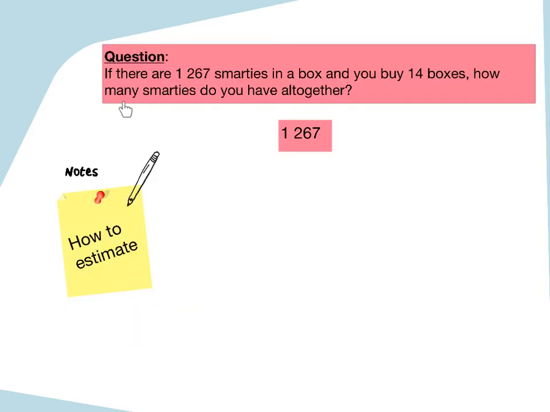Estimation is really easy. We're going to start by reading our question first. If there are 1,267 Smarties in a box, and you buy 14 boxes, how many Smarties do you have altogether? So that's a lot of Smarties, firstly. Secondly, let's count how many digits we have. 1, 2, 3, 4. This is a 4-digit number known as the thousands. So we have to round off to the nearest 1,000.